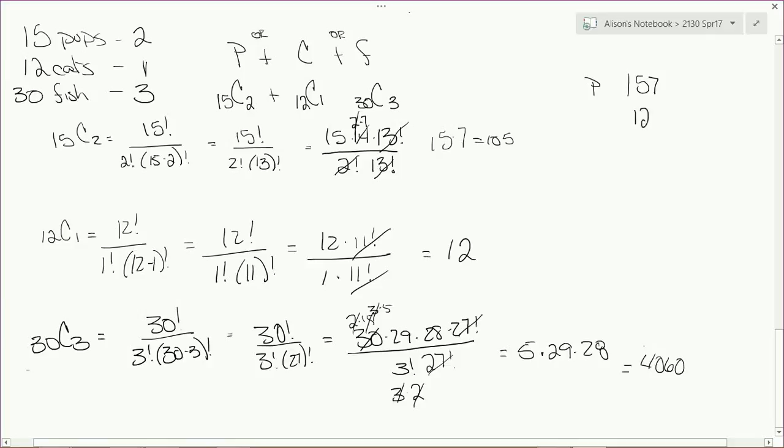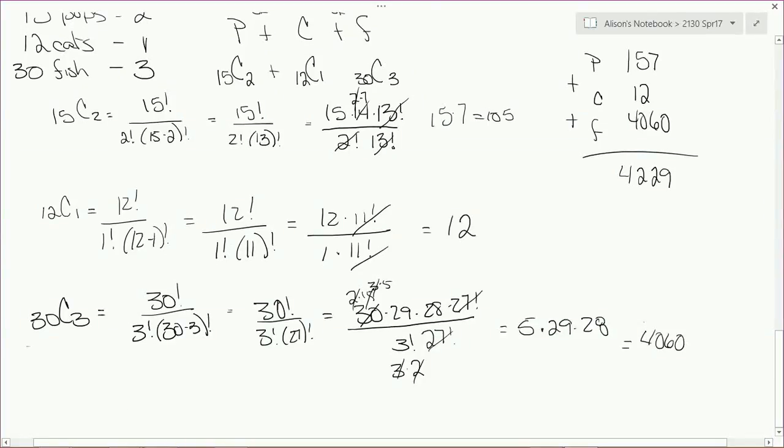So there are 105 different ways that they can choose the pups. There are 12 different ways that they can choose the cats, and there are 4,060 ways that they can choose the fish. I'm going to use the sum rule to add them all up, and we're going to get 4,177.